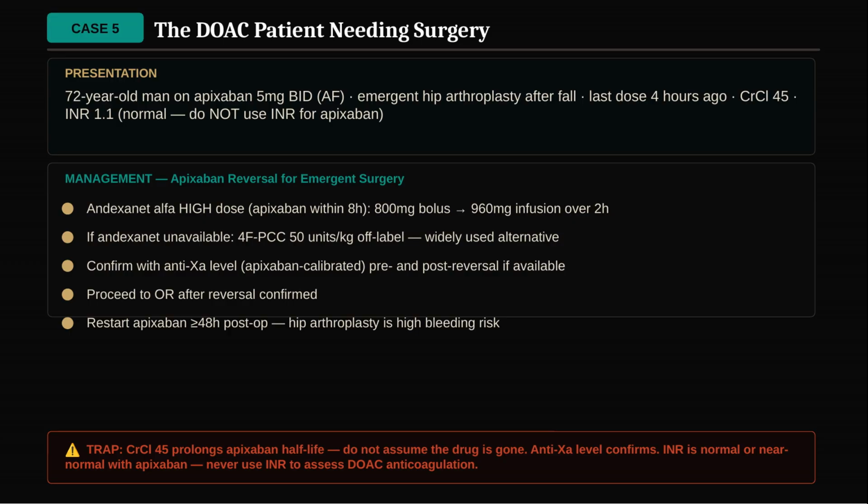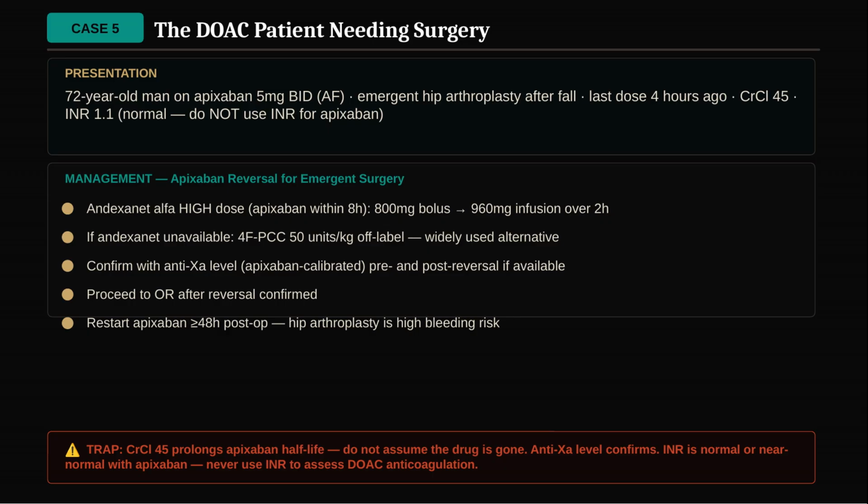Options: andexanet alpha, high dose, since apixaban was taken within 8 hours. If unavailable, 4-factor PCC, 50 units per kilogram. Check anti-Xa level, if available, to confirm drug is on board before giving reversal agent. After the procedure, restart apixaban no sooner than 48 hours given high bleeding risk of hip replacement.